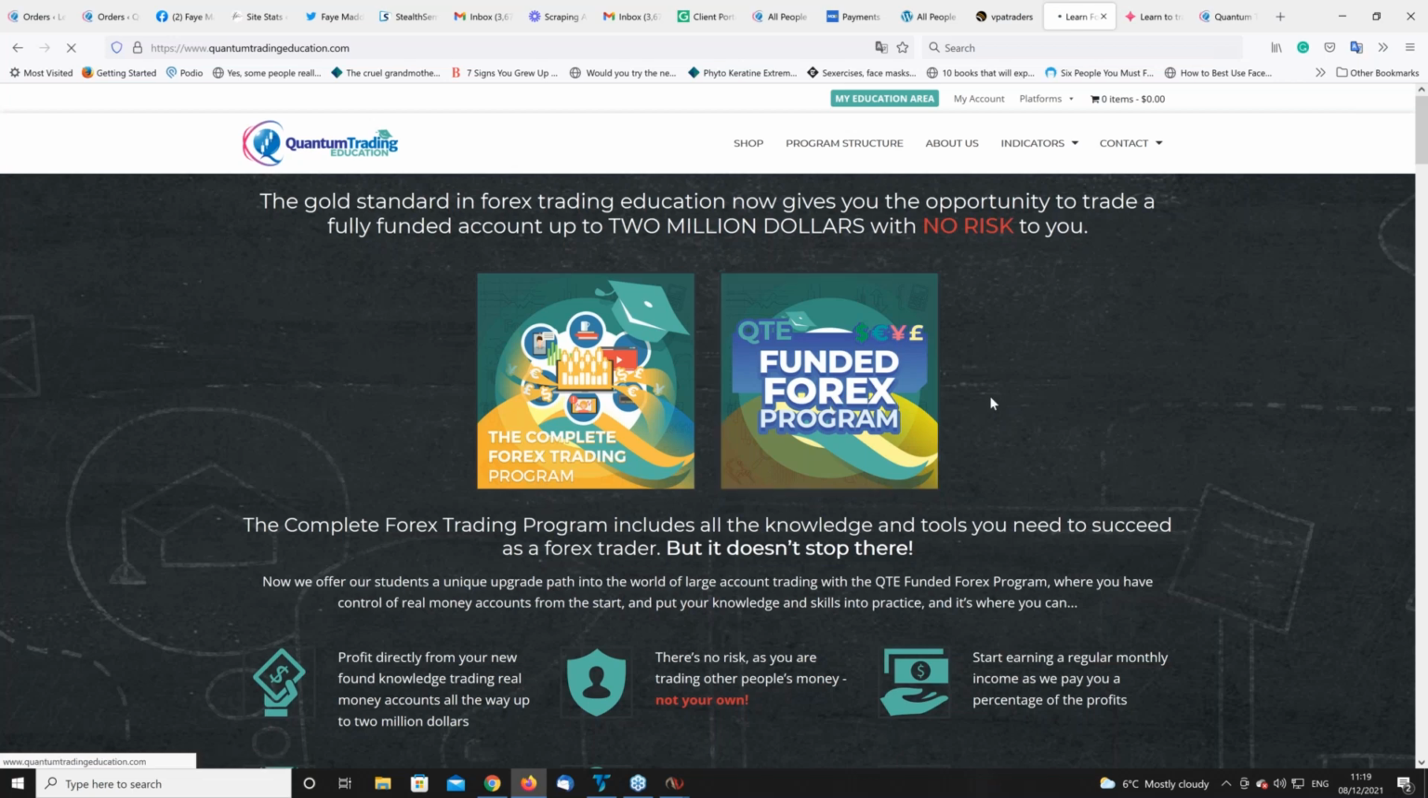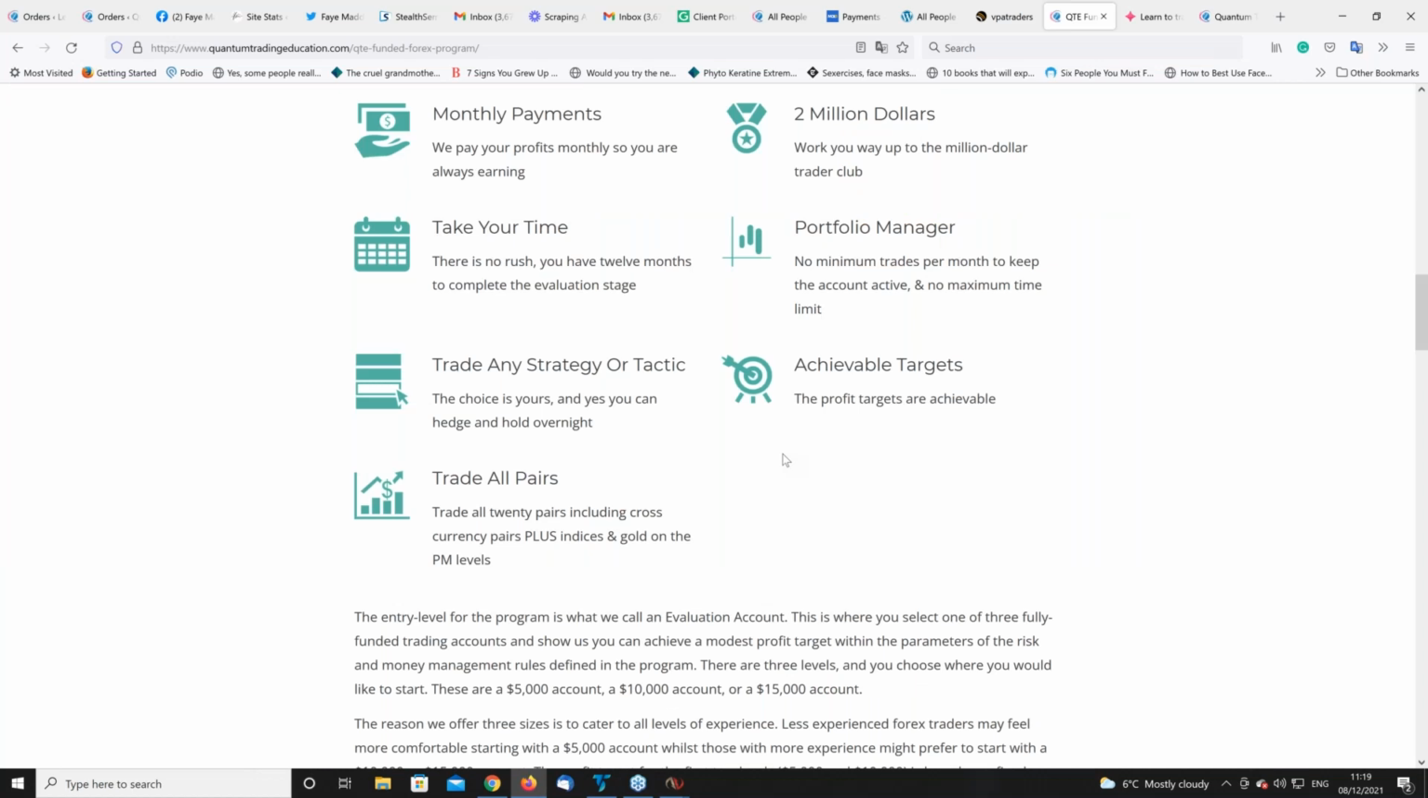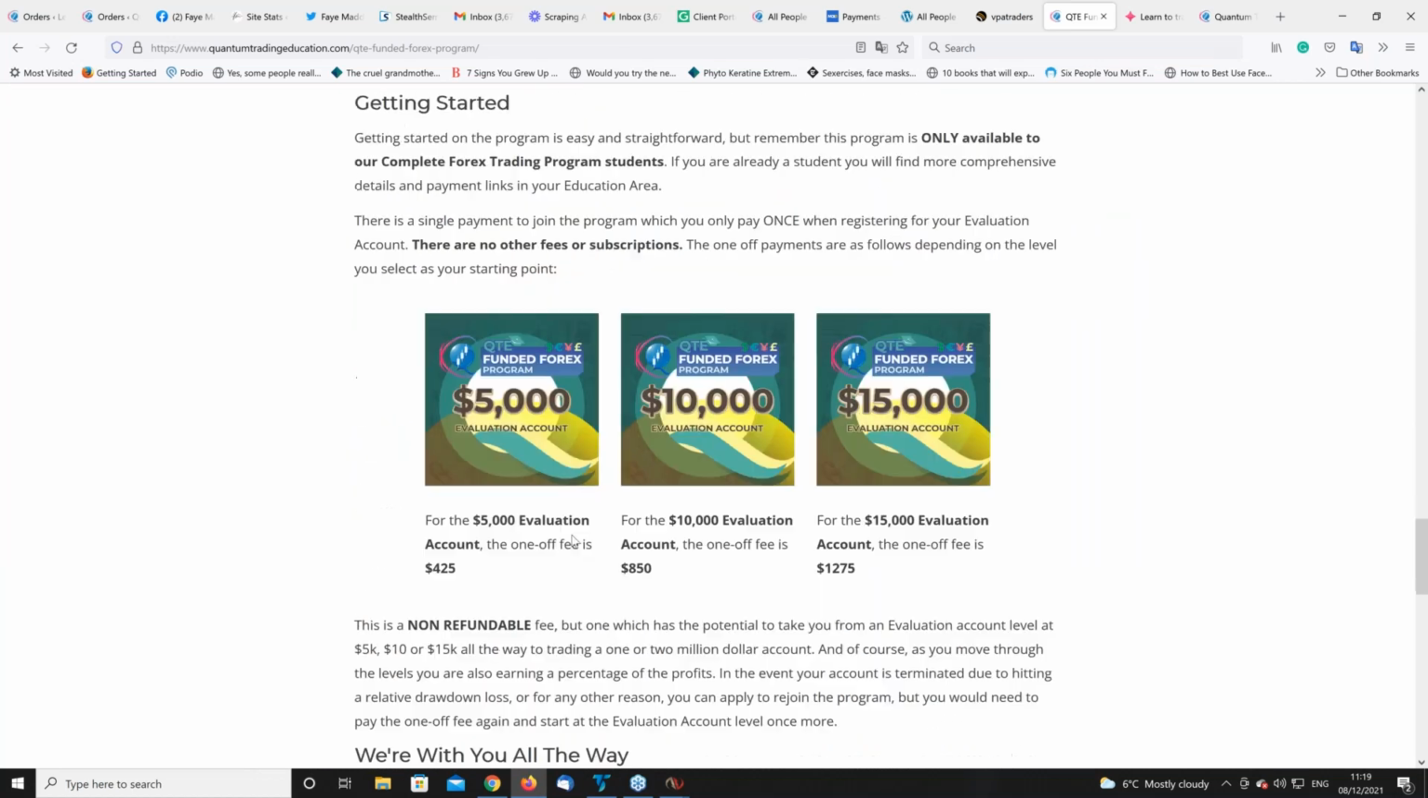There is an entry ticket. If you want to gain entry to the program, there are 3 levels. We call it the evaluation stage because it is exactly that down the bottom here. You start at 5,000, 10,000 or 15,000. That's the entry price on each of those levels. That's it. You never pay us another cent, and you cannot lose your money because it's our money.